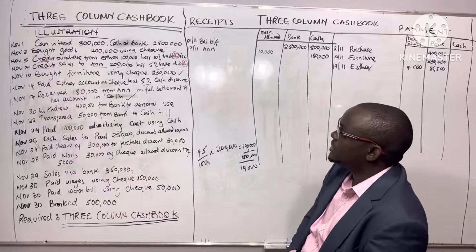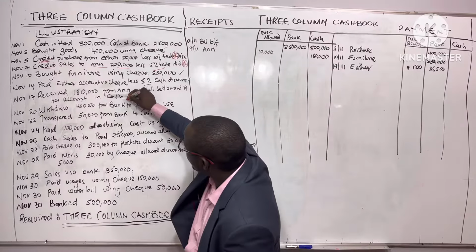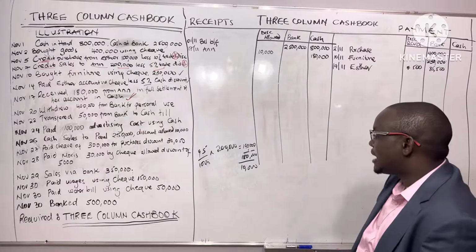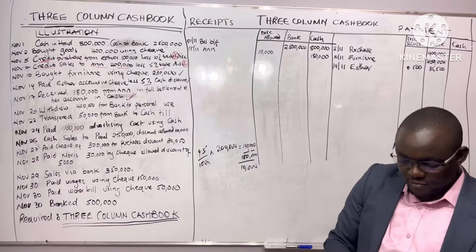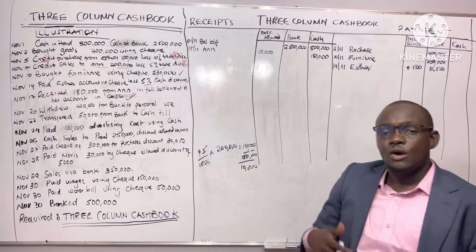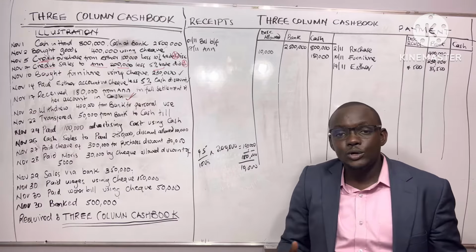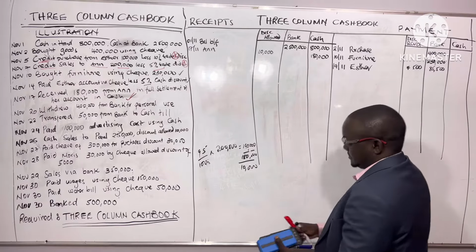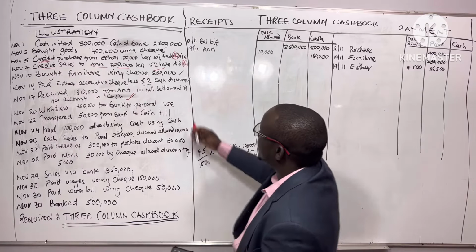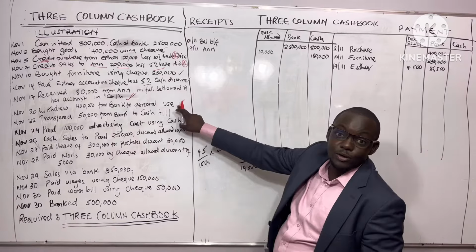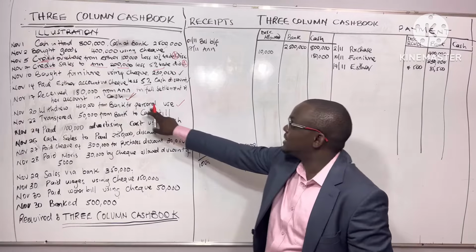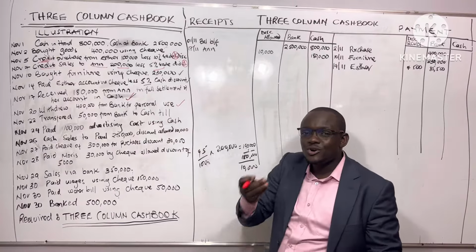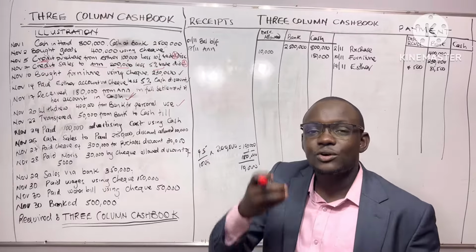The next one we are told: withdrew 400,000 from the bank for personal use. When you are withdrawing money from the bank for personal use, paying for personal expenses as the owner of the business, what you incur is called drawings. So let's have drawings here. This is different from withdrawals from the bank for business use. If this was for business use, it would be a contra entry, but this is for personal use. Personal use is called drawings.